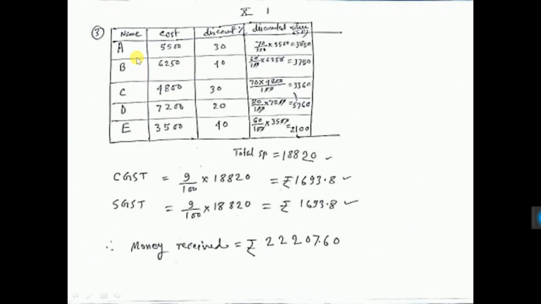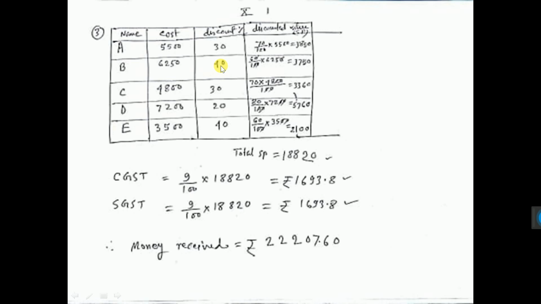How do I do this? Name of the person A, B, C, D, E. Cost I have written column-wise, discount I have written. So this is given in the question. Now see, discounted value. I have given 30% discount, then what percent is left in my hand? 70%. So I will calculate 70% of this cost. 70 by 100 into this. So I have got 3850. So this is the discounted value. That means after giving discount, I will get this amount.